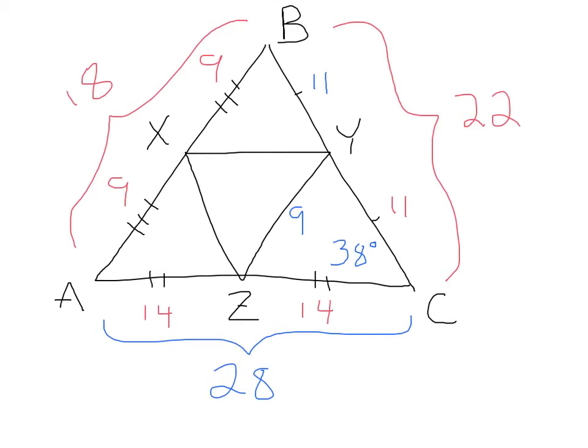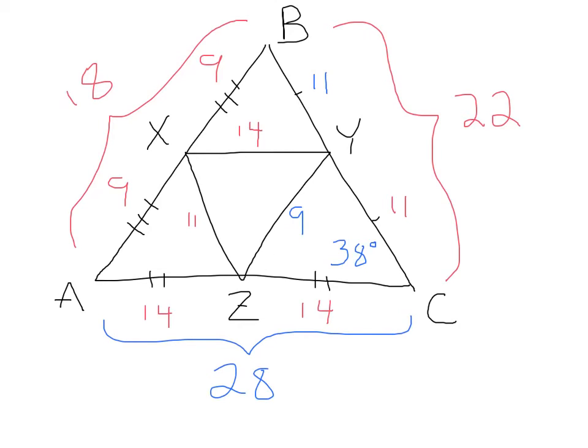Finally, we want to talk about the midsegment triangle, the triangle inside. We already have one length, which is 9. We can find the other two lengths by looking at the other two midsegments. If AC is 28, the midsegment to AC would be half of 28, or 14. And then the base BC is 22, so the midsegment for that base, which is XZ, would be half of that, or 11.